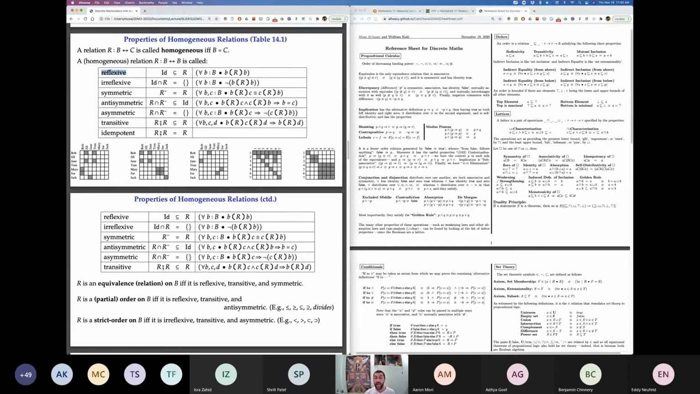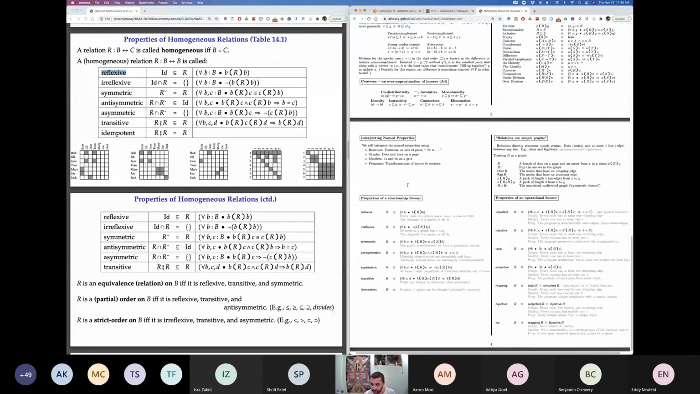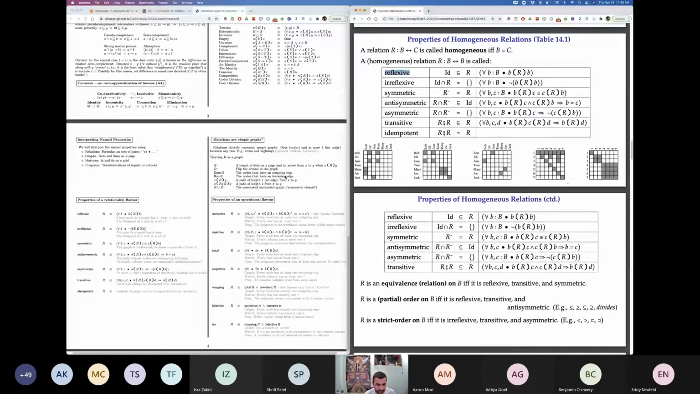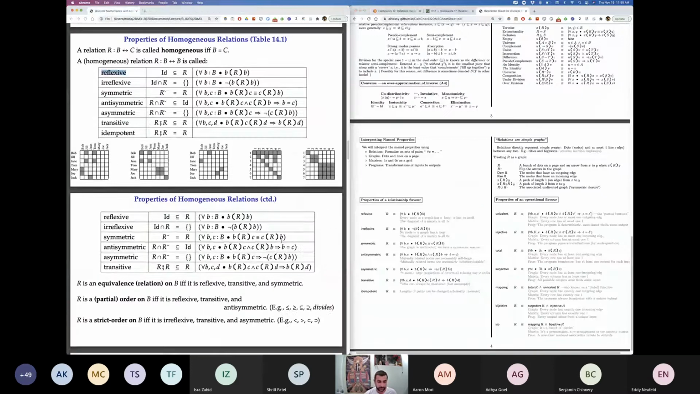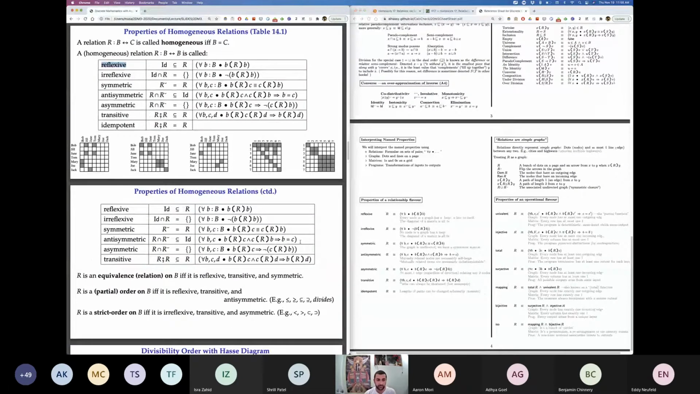Anti-symmetric means there's at most one arrow, and here I've written these down for you. Anti-symmetric means mutually related nodes are necessarily self-loops, right? So you are welcome to consult that as needed. And asymmetric means you can have at most one edge between any two nodes, right? So I leave you to read that if you like.